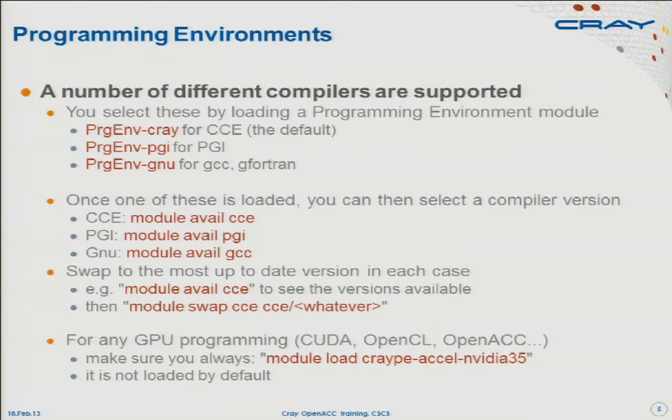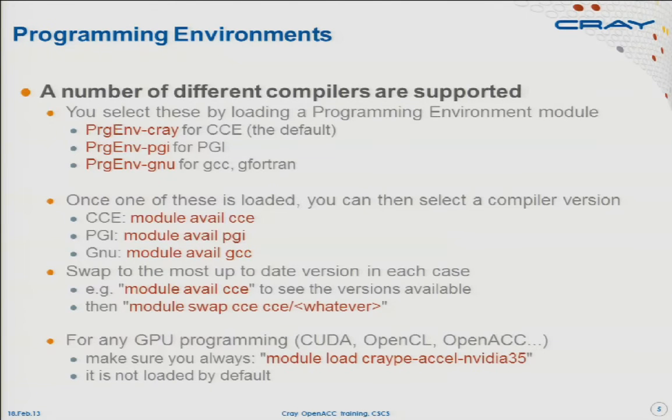Once you've got the programming environment, the actual compiler is another module within that that's loaded automatically, and for the Cray compiler, it's called CCE. You need to swap to the most up-to-date version of the compiler. So if you want to do things by hand, the most up-to-date version that's on there at the moment is CCE 8.2.0.141. That's not the default one that you get when you log in, so you'd need to swap to that.